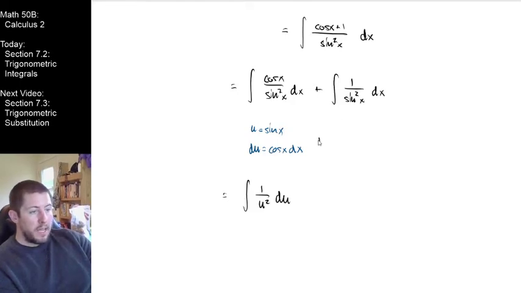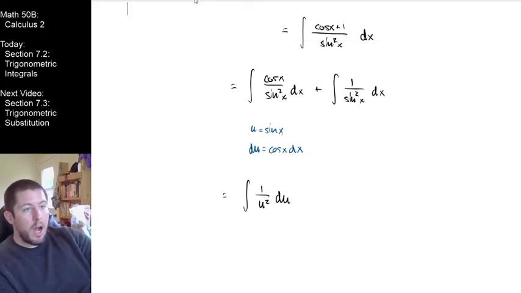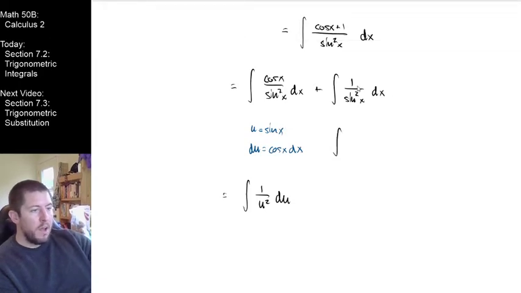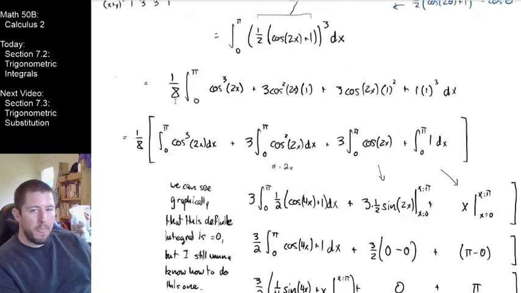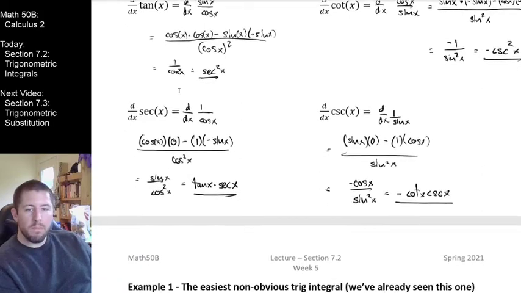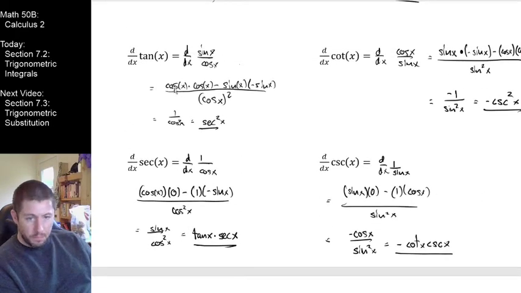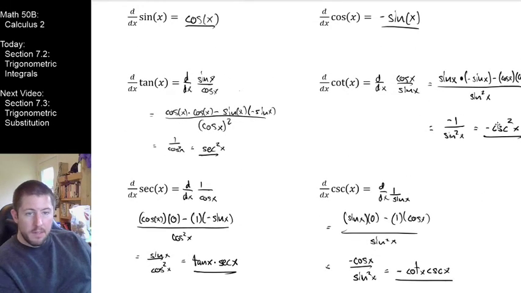Well, I know that 1 over sine squared is the same thing as the integral of, what is it, 1 over sine is cosecant squared of x. And don't forget that you know some antiderivatives. Cosecant squared. It looks like that's just the antiderivative of cotangent.